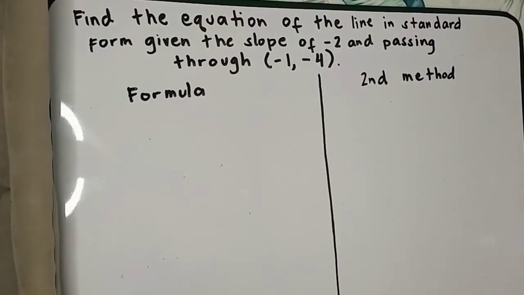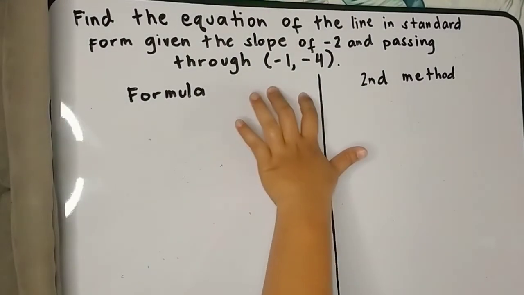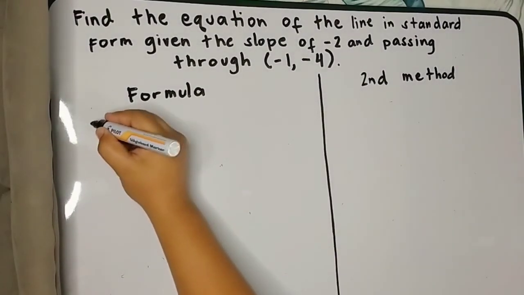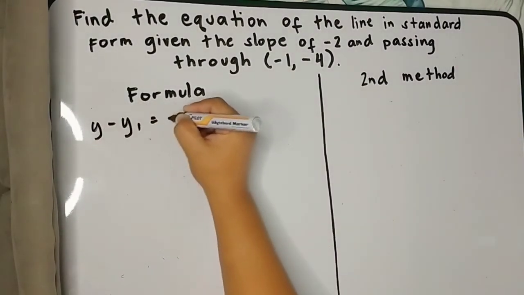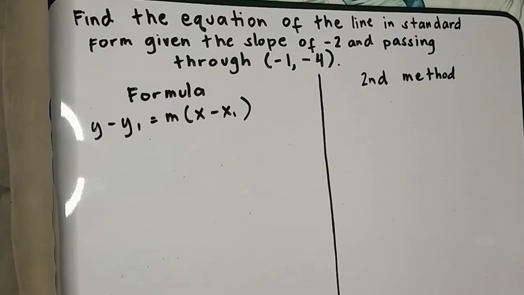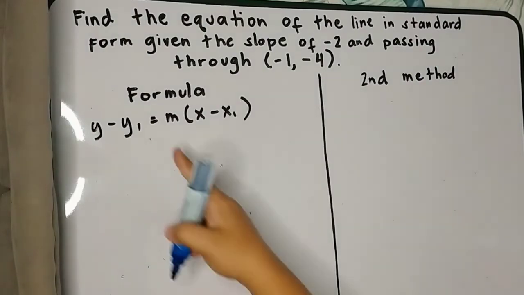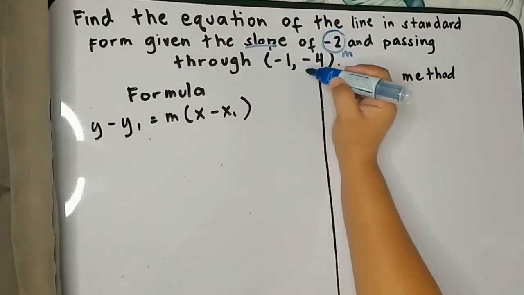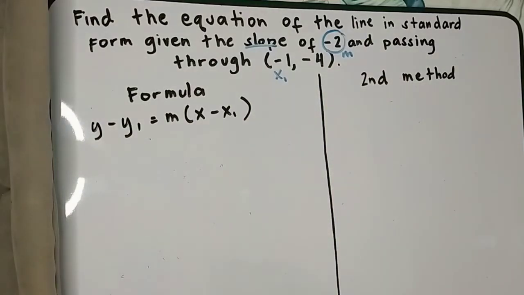Next example, find the equation of the line in standard form given the slope of negative 2 and passing through point negative 1, negative 4. Again, we're going to use the point slope form kasi given si point and si slope. So again, first, using the formula, y minus y sub 1 equals m times the quantity of x minus x sub 1. So substitute ulit natin. M, ang slope natin ay si negative 2. This is m. Then, negative 1, it will be our x sub 1, negative 4, y sub 1. So substitute the value.